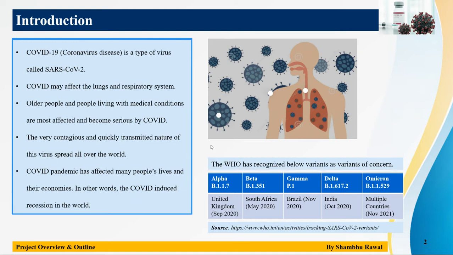The WHO has recognized the below variants as variants of concern. There are many variants of COVID, but I'm discussing only the variants of concern that the WHO recognized. Alpha is one of the variants that was first seen in the United Kingdom in September 2020. The Beta variant was first seen in South Africa in May 2020. The Gamma variant was first seen in Brazil in November 2020. The Delta variant was first seen in India in October 2020. The Omicron variant appeared in multiple countries at the same time in November 2021.